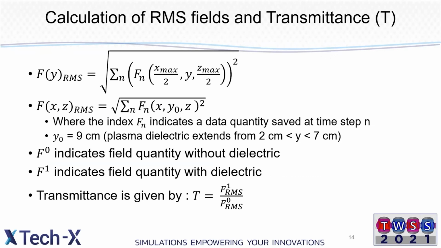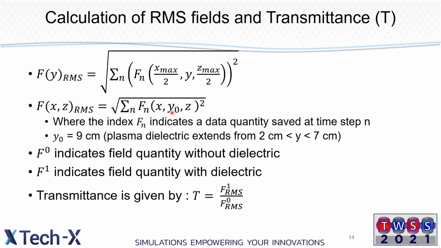So basically for each antenna, I did 2 runs, a run with the dielectric and a run without the dielectric. And then I would compute the root mean square at a given point, at Y naught here, at some point above the dielectric, so like 8 centimeters, or actually at 9 centimeters. Sorry, let me take a step back.